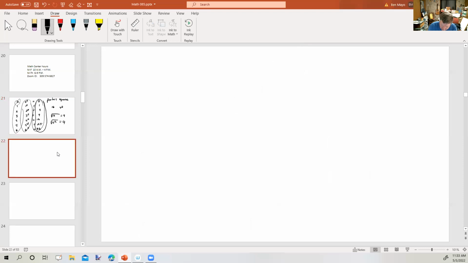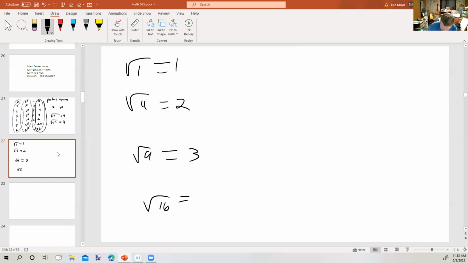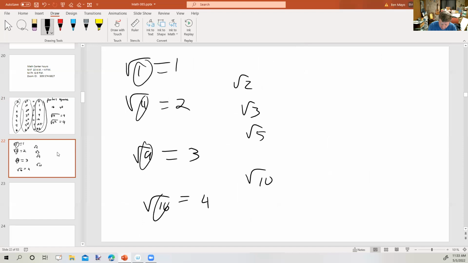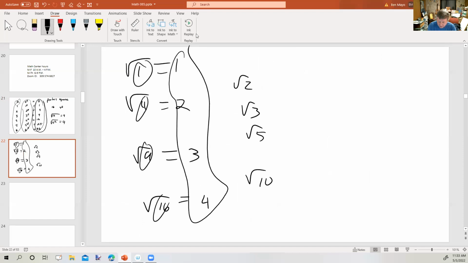All right, now, if we take the square root of 1, we get 1. The square root of 4, we get 2. The square root of 9, we get 3. The square root of 16, we get 4. But what about the square root of 2, or the square root of 3, or the square root of 5, or the square root of 10 for that matter? Well, if you take the square root of a perfect square, you get a nice answer. If you take the square root of a number that is not a perfect square, you get something that is called irrational. And as a decimal number, it just kind of goes on and on and on and doesn't terminate.